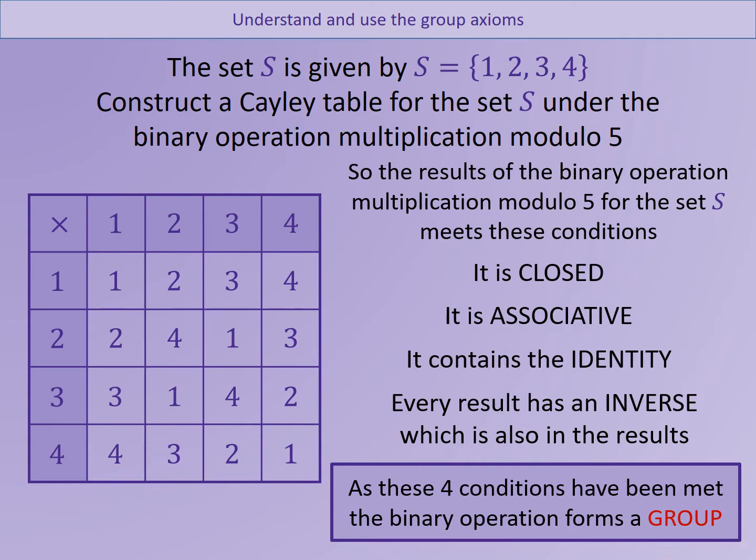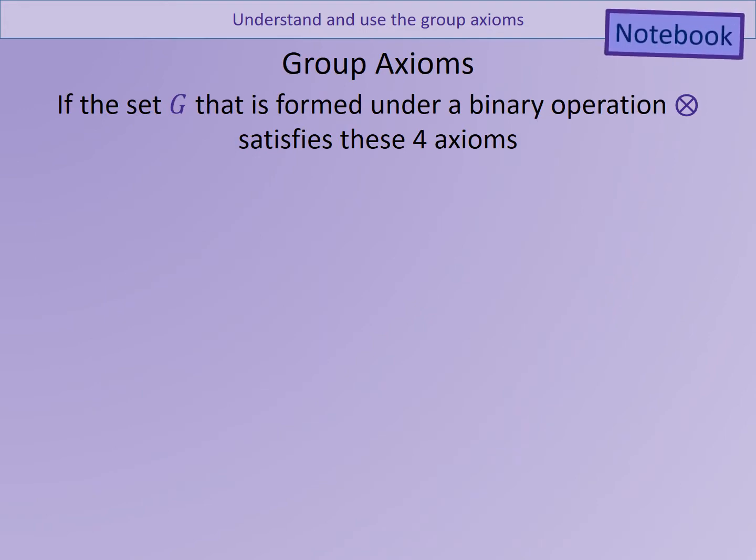Okay, so if we took a set of numbers and we performed the binary operation, circle with a cross in it, on that set of numbers, the answers we get out form a new set, the set G. So the set G is formed under a binary operation, if it satisfies these four axioms.